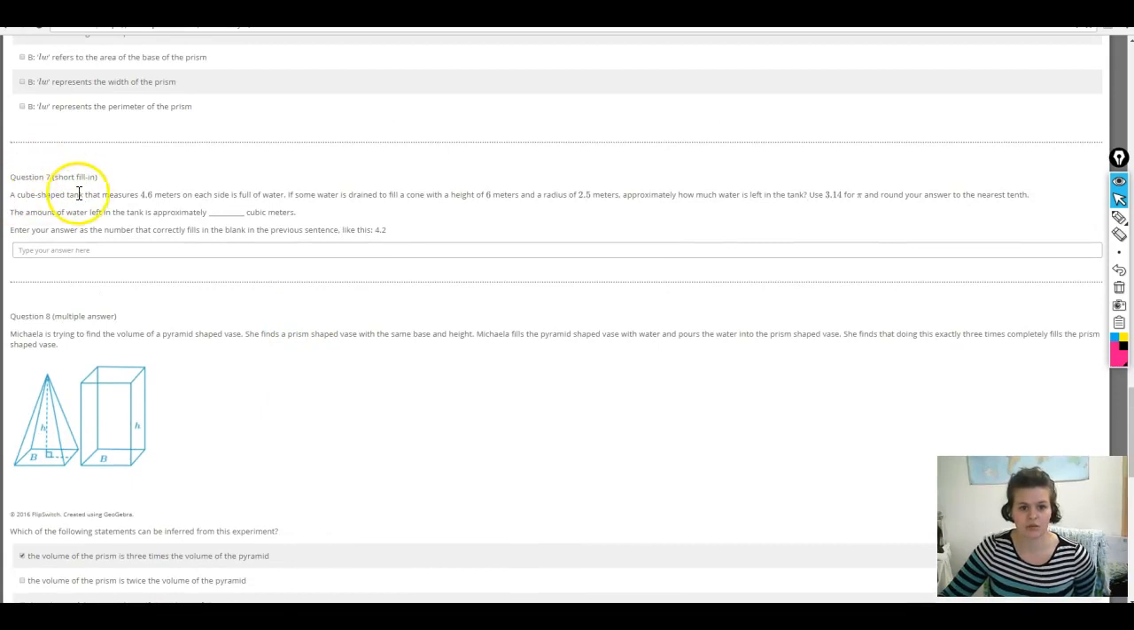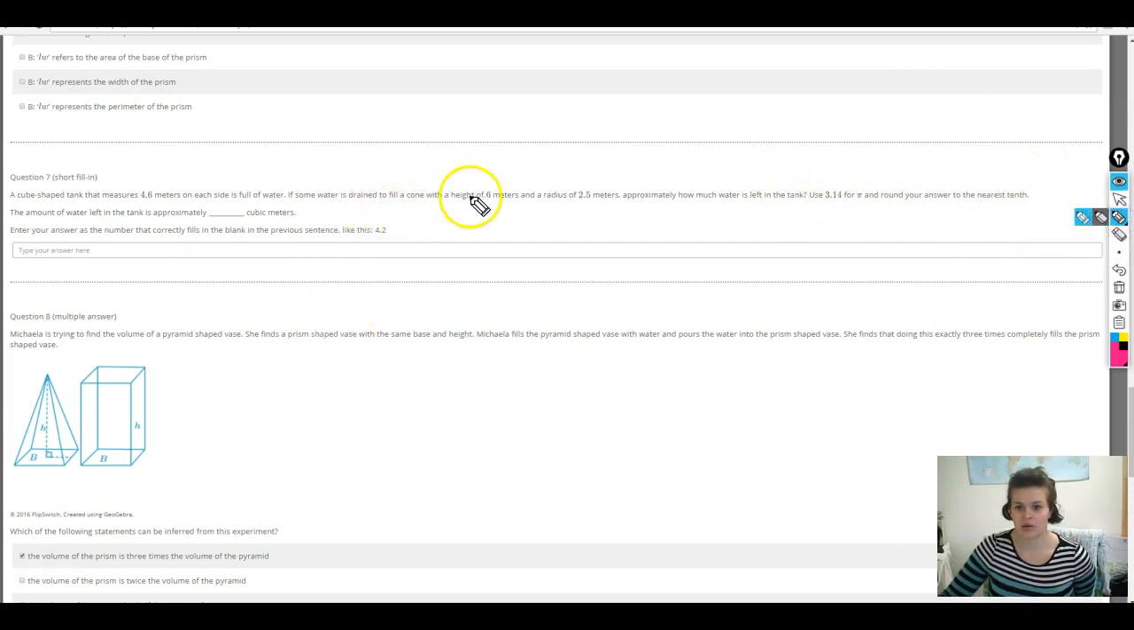Question 7. A cube-shaped tank that measures 4.6 meters on each side is full of water. If some water is drained to fill a cone with a height of 6 meters and a radius of 2.5 meters, approximately how much water is left in the tank? Use 3.14 for pi and round your answer to the nearest tenth.